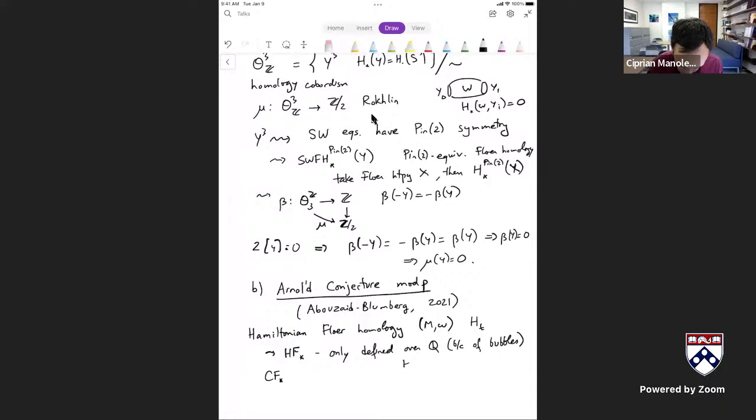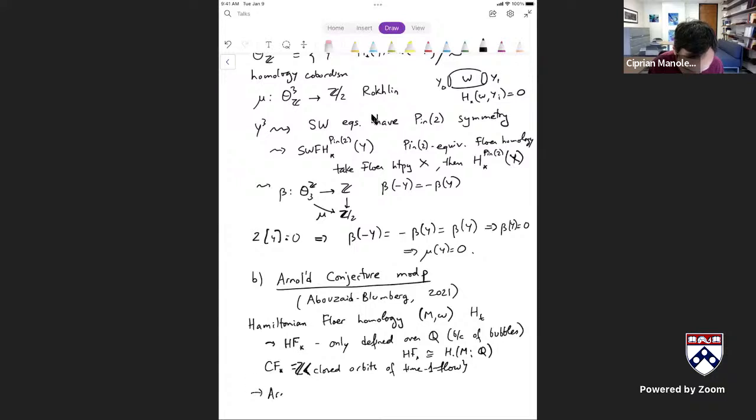But we know that, with rational numbers, it's the same as the homology of M itself. And we know that the Floer complex is generated by roughly closed orbits of the time one Hamiltonian flow.